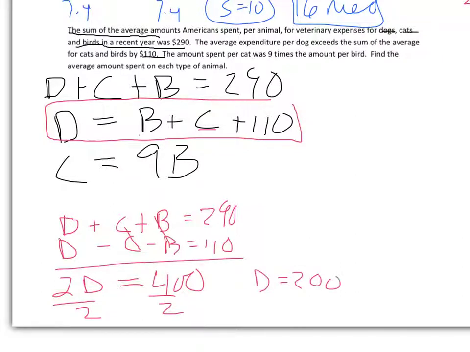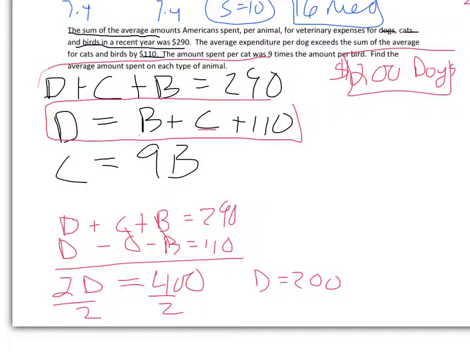So the average amount spent on dogs is $200. Okay, that is helping us out. Now, we need to get cats and birds. We already have dogs, and we could plug the dog amount into each of these equations, and then we're going to get a system of linear equations that just has C's and B's. So let's go ahead and do that.